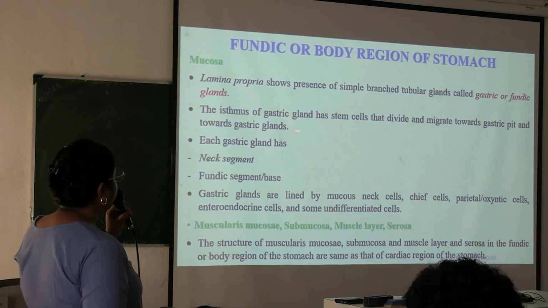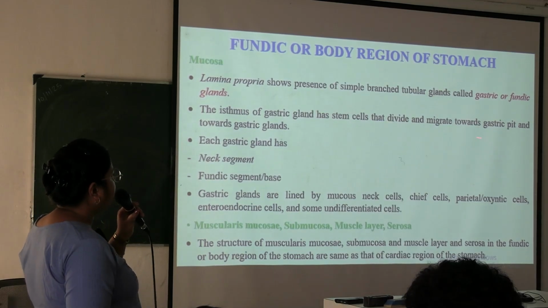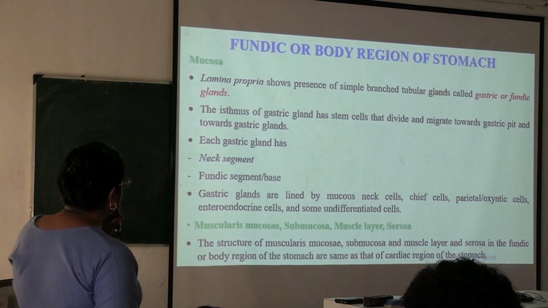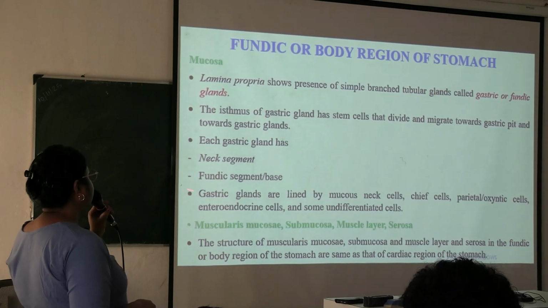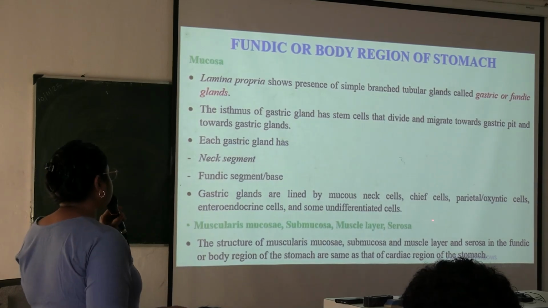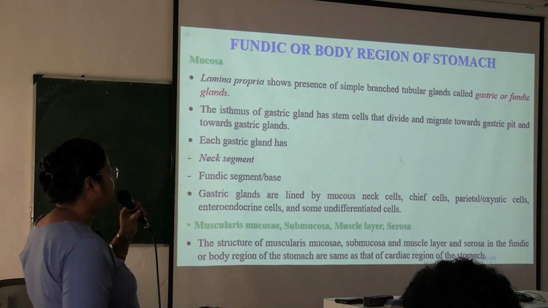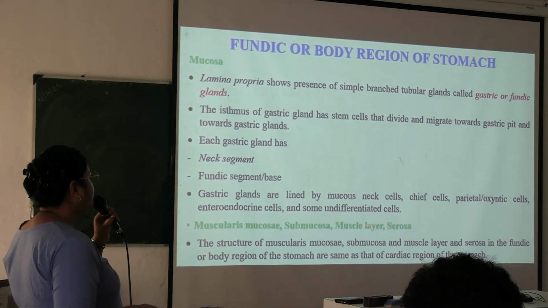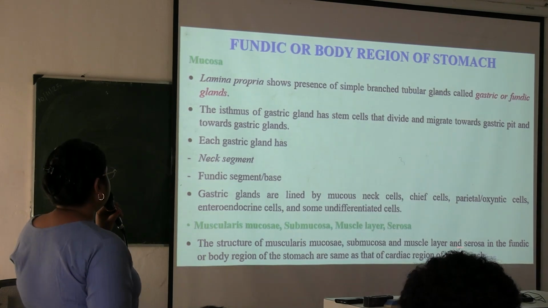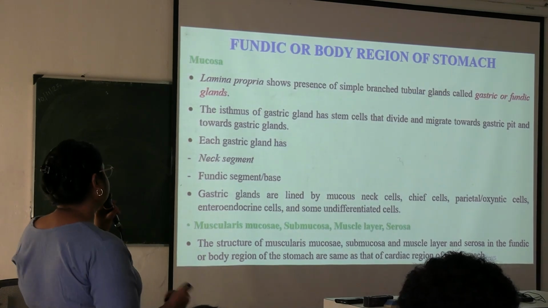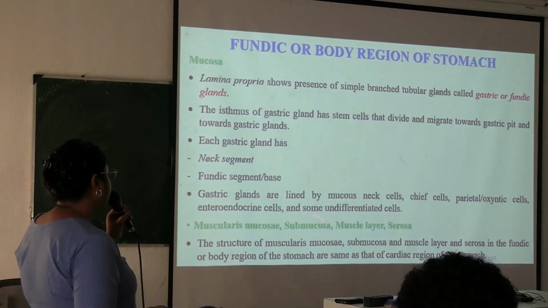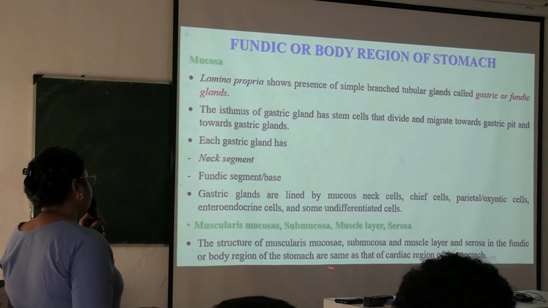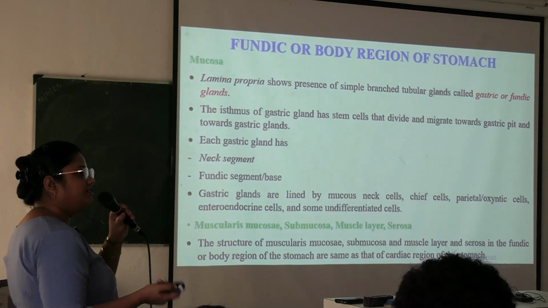And the isthmus of the gastric gland has stem cells that divide and migrate towards the gastric pit and towards the gastric gland. Each gastric gland has a neck segment and fundic segment or base. Gastric glands are lined by mucous neck cells, chief cells, parietal or oxyntic cells, enteroendocrine cells, and some undifferentiated cells. And other layers will be same as previous. The structure of muscularis mucosa, submucosa, muscle layer and serosa in the fundic or body region of stomach are same as that of the cardiac region of the stomach.